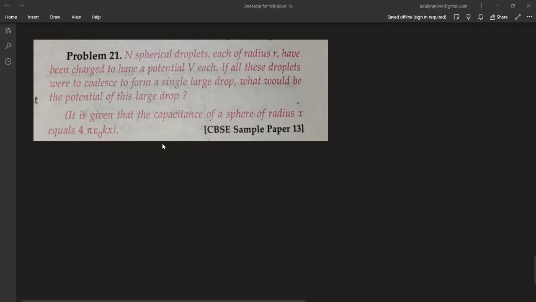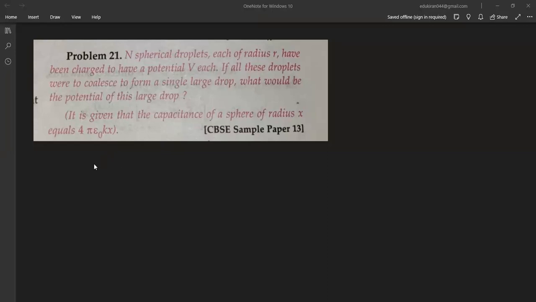Yes, class. This says that n spherical droplets, each of radius r, have been charged to have a potential V each. If all these droplets were to coalesce to form a single large drop, what would be the potential of the large drop? One thing that I always tell you all, whenever drops are given, keep in mind that volume could be used. In the bracket, it is given that the capacitance of a sphere of radius x equals 4 pi epsilon naught k x.